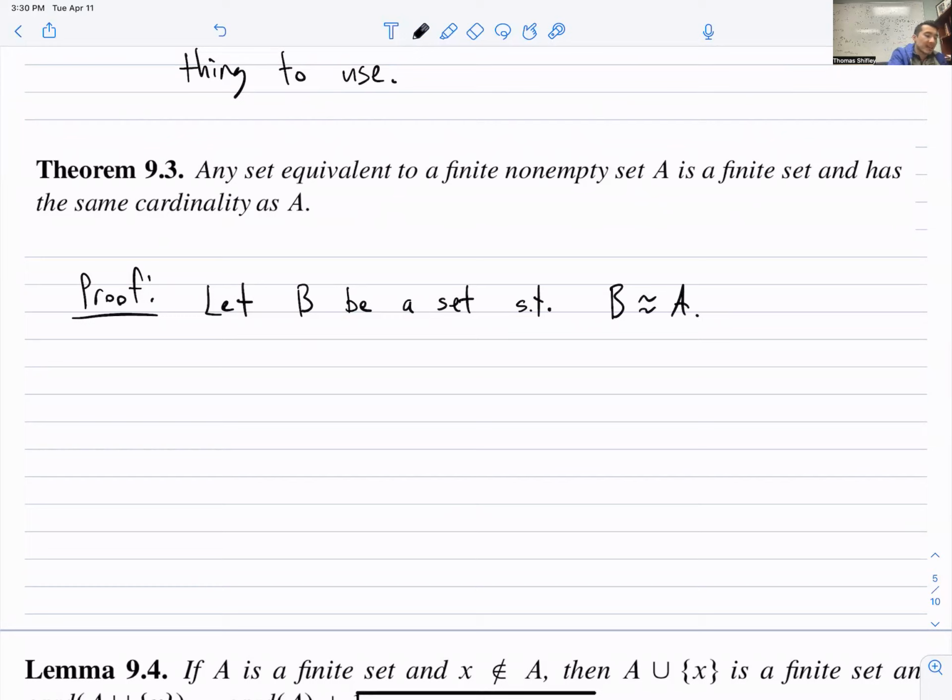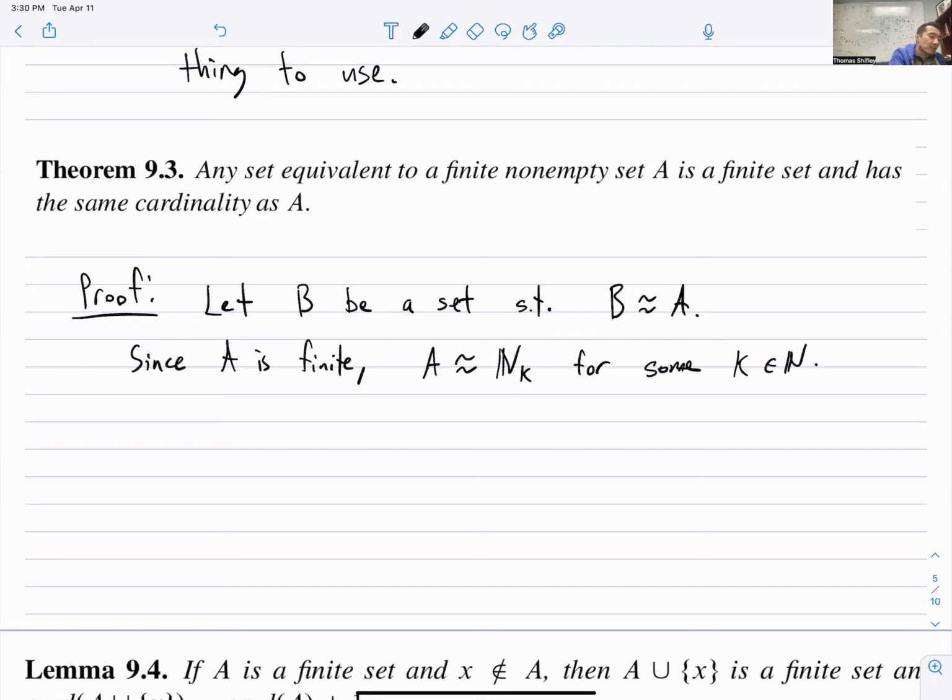Well, since A is finite, A is equivalent to n sub k for some natural number k. That was our definition of being finite. And so therefore A has cardinality k.